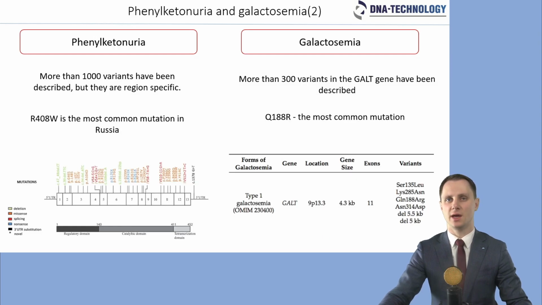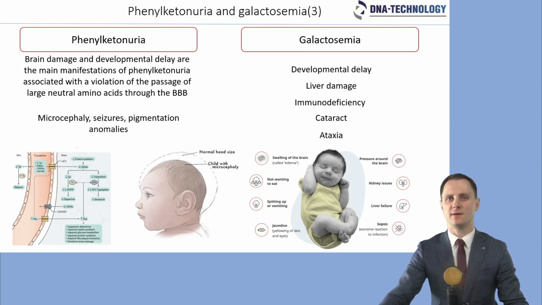More than 1,000 PAH gene variants have been described, but the most common aberration in the Russian Federation is R408W. More than 300 mutations in the GAL gene have been described for type 1 galactosemia, but the Q188R mutation is the most common. Clinically, phenylketonuria is manifested by pronounced developmental delay due to organic damage to neuronal structure, as well as microcephaly, convulsions, and impaired skin pigmentation. Galactosemia, in turn, is characterized by severe developmental delay, as well as liver damage, immunodeficiency, cataract, and other neurological disorders.